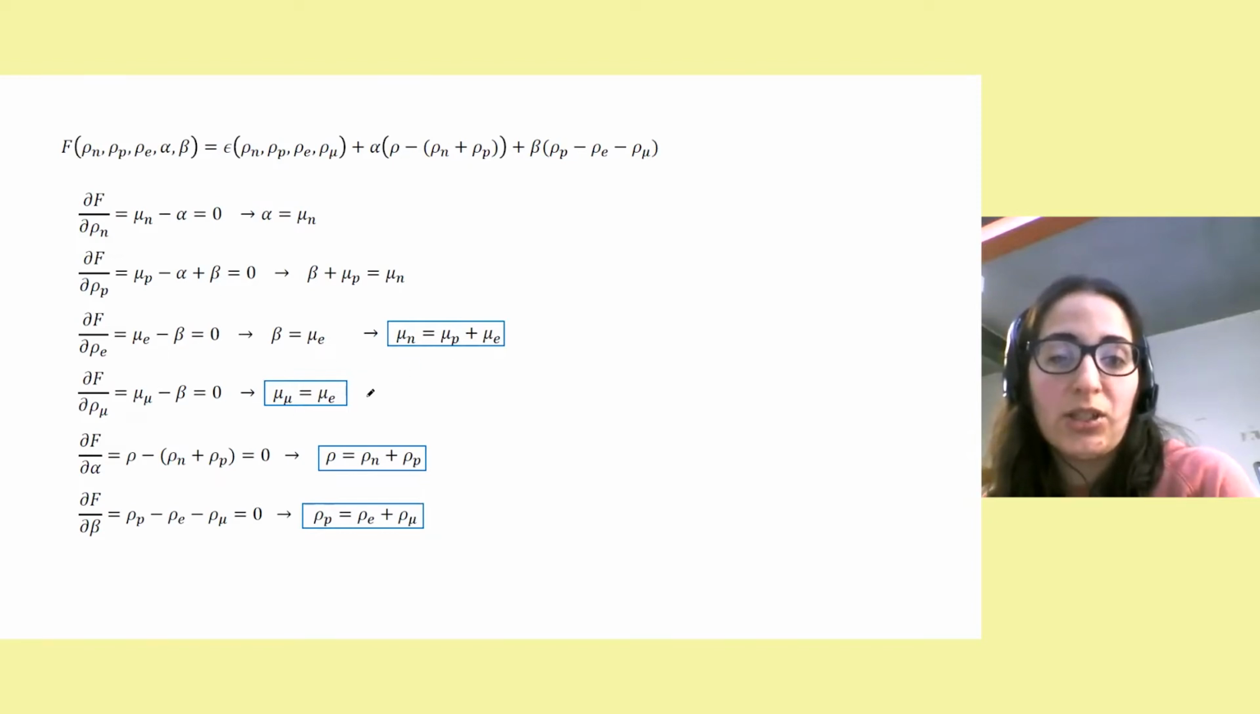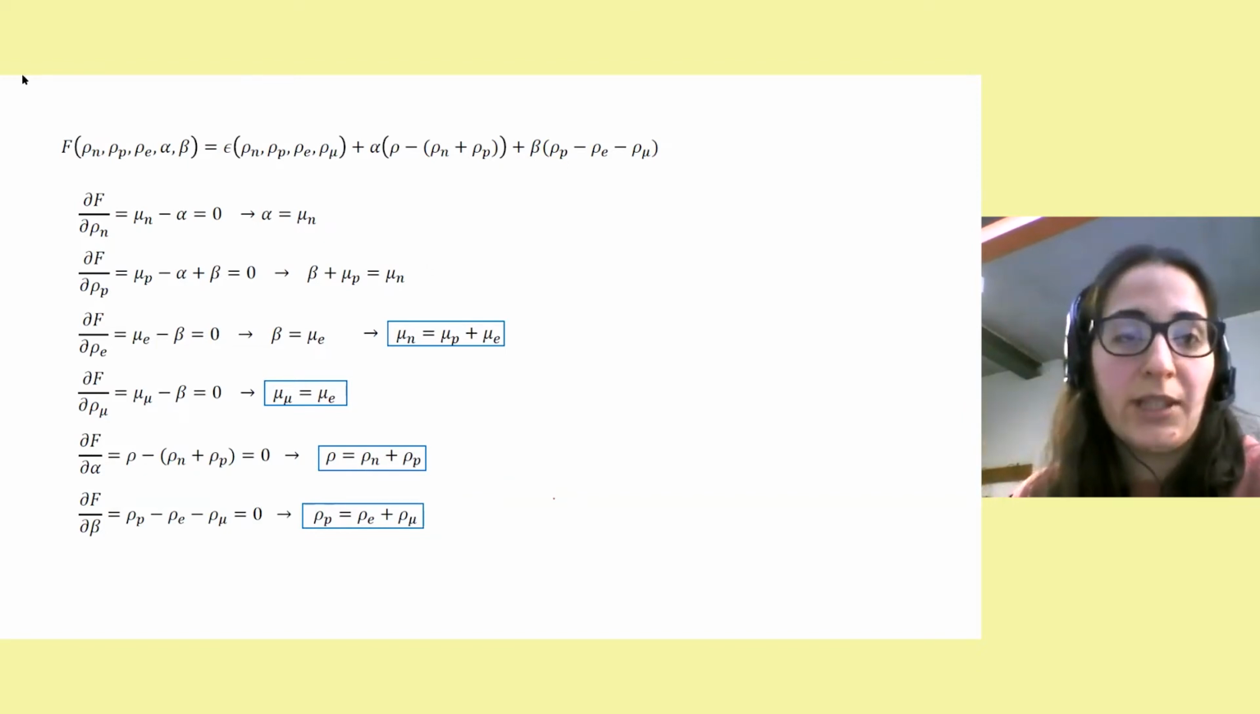And these are the relations that we get for the chemical potentials. We have the neutron chemical potential from the decay to protons and electrons, but now also, at any density, the chemical potential of the muon has to be equal to the electron chemical potential, and the conservation of the baryonic density and the electrical charge give us also these relations for the densities.